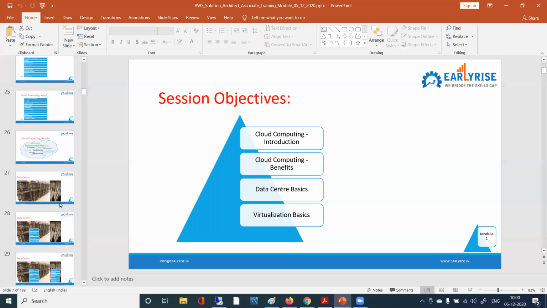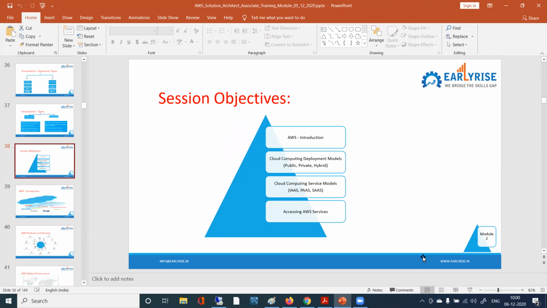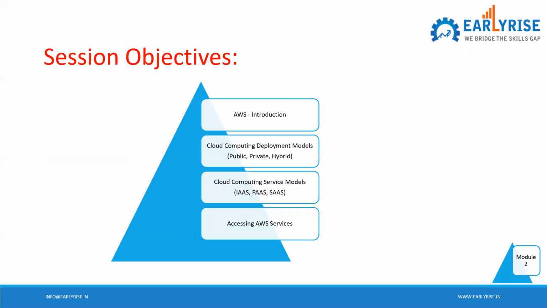And then we also looked at the introduction to AWS and various deployment models, right? Various service models and how to access the AWS services. So how do we access the AWS services? What are the methods that you have learned? We need to go to aws.amazon.com. So there we have to sign up. And yes, you have learned how to access AWS services using the AWS Management Console.